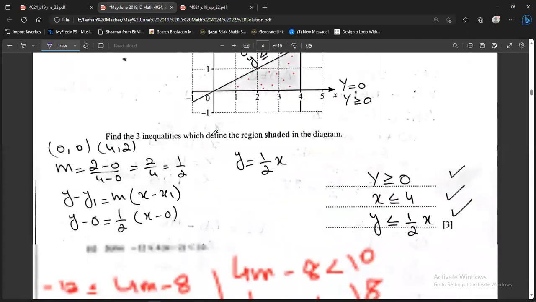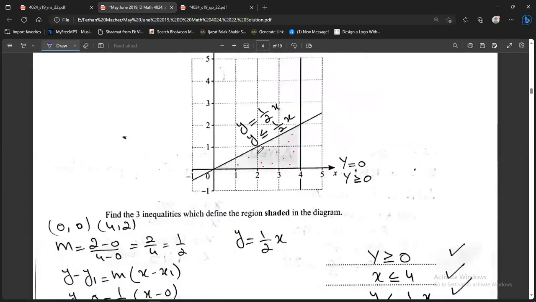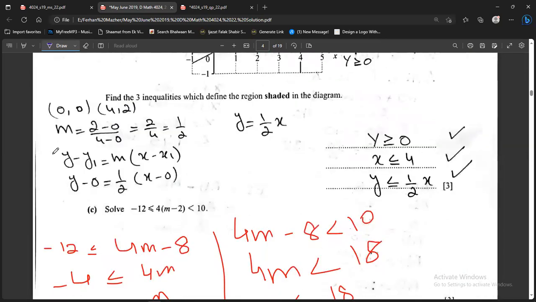So first of all, I will find out the equation of this line. I will take 2 points on this line. One point is (0, 0). The other point is (4, 2). These are the 2 points I have taken on that line.